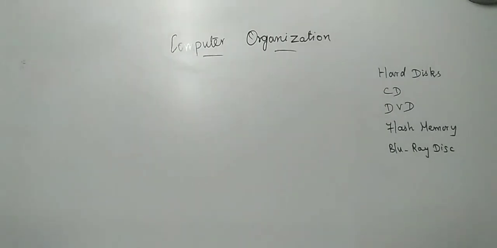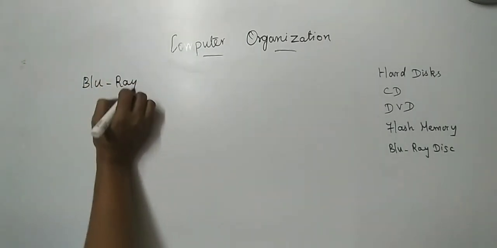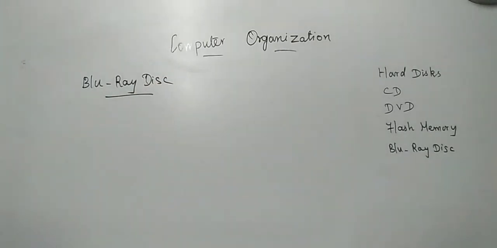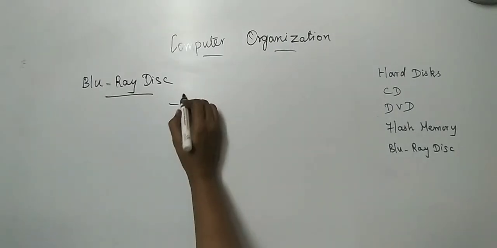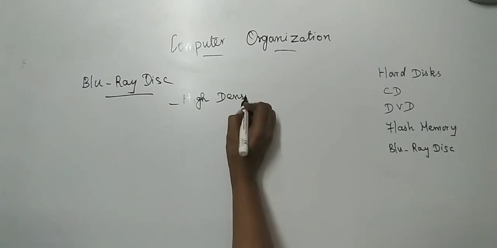Yes, next it is your Blu-ray disc. We are going to have the next one. It is your Blu-ray disc. So this disc is having a different name, Blu-ray. There is also a reason to have this name. Okay, so this is a high density optical disc. It is your high density optical disc.